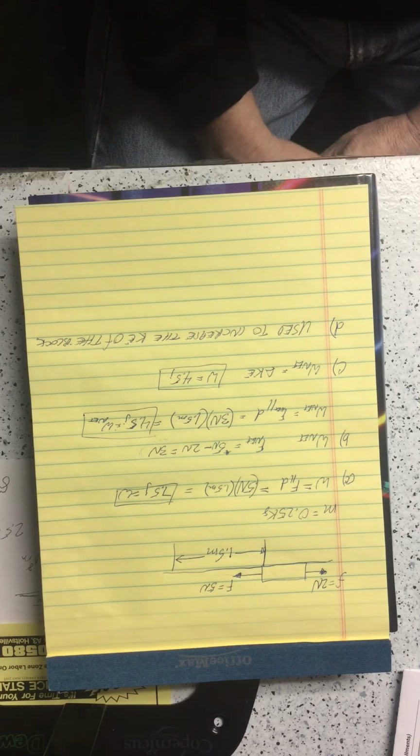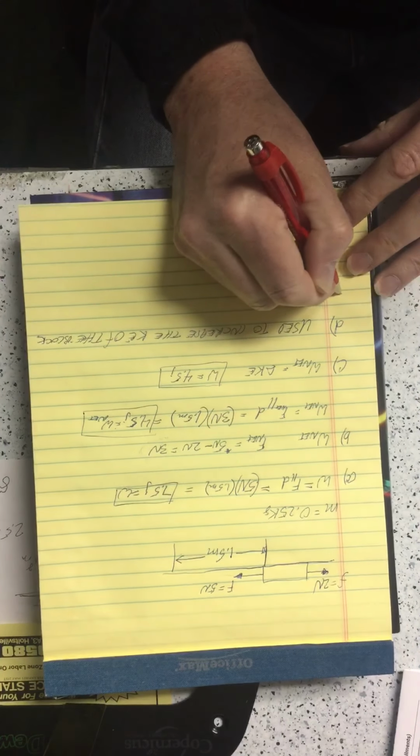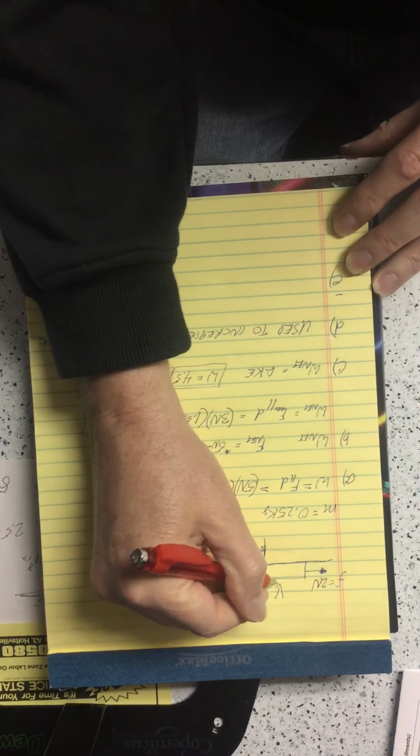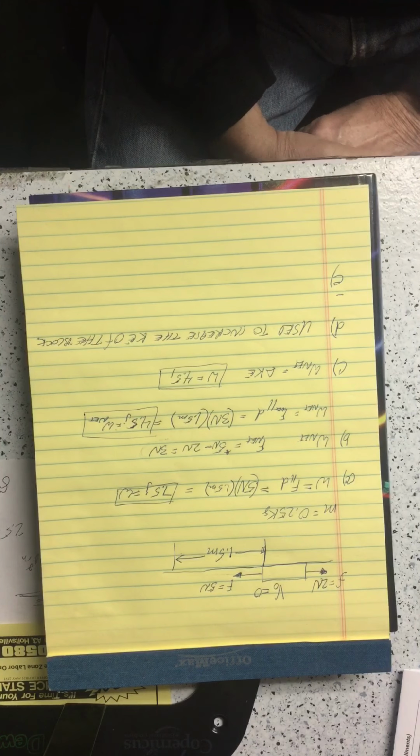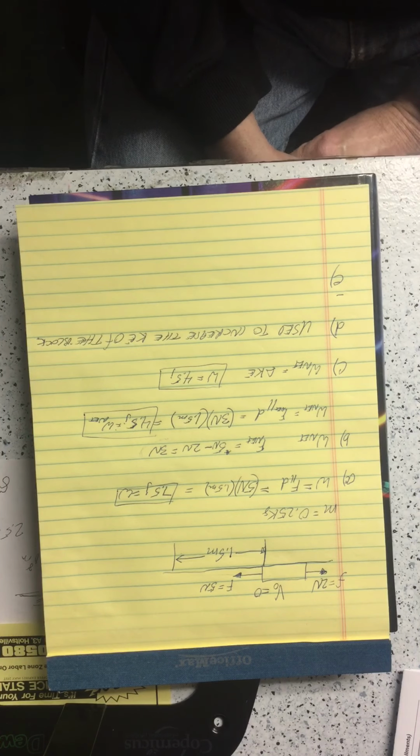E, if the block started from rest. All right, E, I was wondering about that. If the block started from rest, so v0 equals 0. The block starts from rest. What are the kinetic energy and velocity at the end of the 1.5 meter motion?